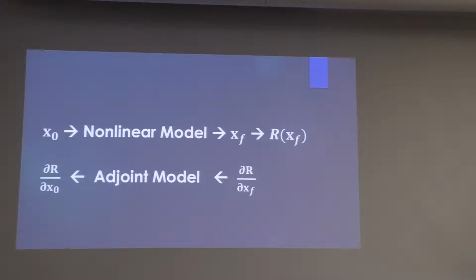An adjoint study involves two model integrations. First, your classic nonlinear model propagates your state vector forward in time to some final state, at which point you define your response function, which is some aspect of the forecast you're interested in evaluating.